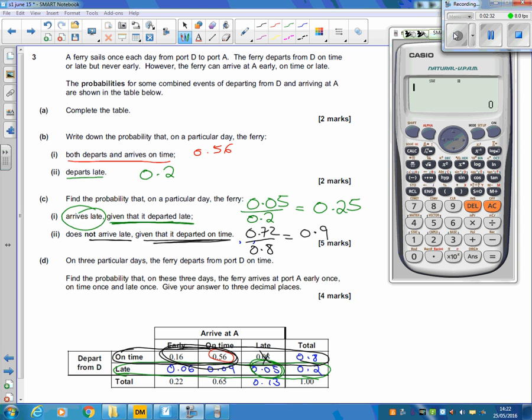Now, unfortunately, my table's a little bit of a mess there, isn't it? So let me just pause while I type.